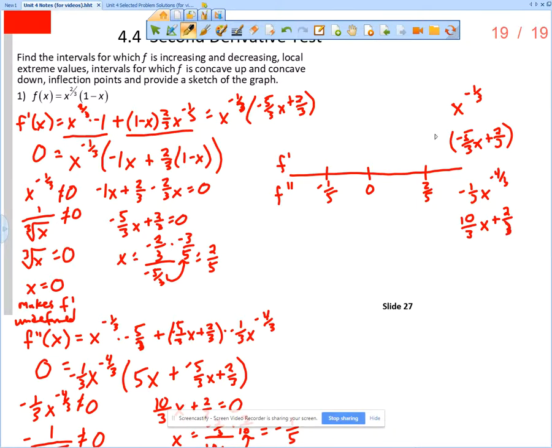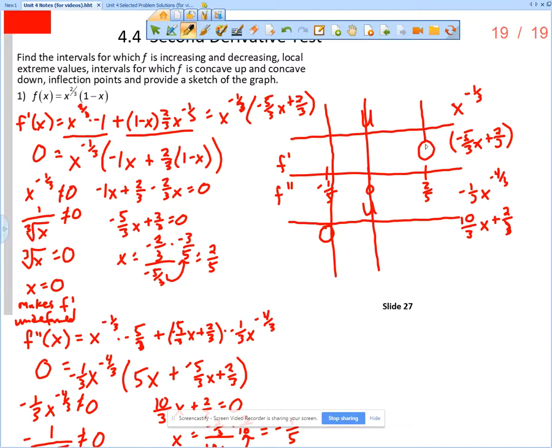So now I have 2 rows for f prime, and 2 rows for f double prime. On the top row, I'm going to put a u above 0 because, remember, the first derivative was undefined there. Then I'm going to put a 0 above 2/5. So now I have those intervals. Then on the bottom row, I'm going to put a u below 0, and a 0 below negative 1/5. So now I have each of these intervals that I'm going to be working with.